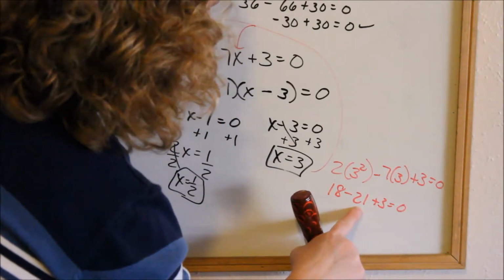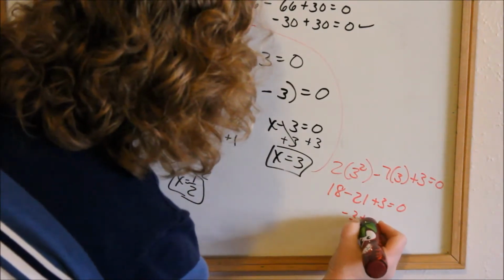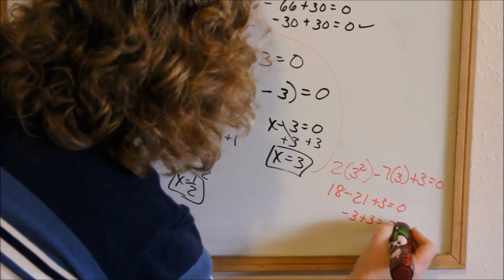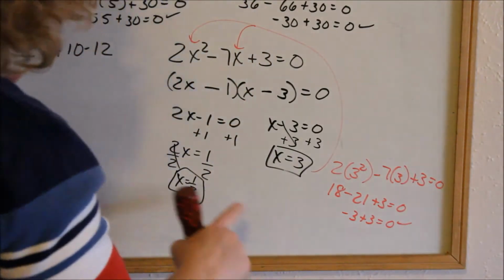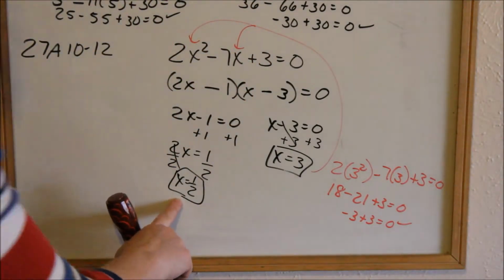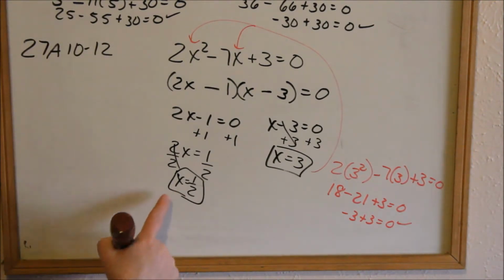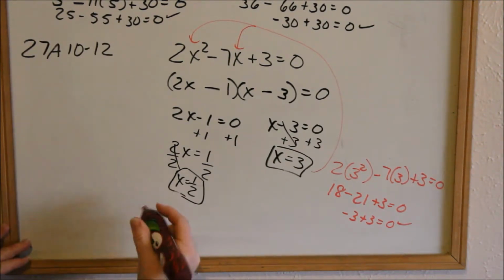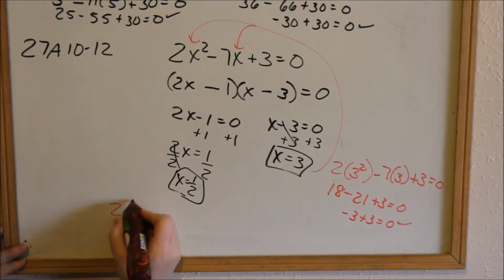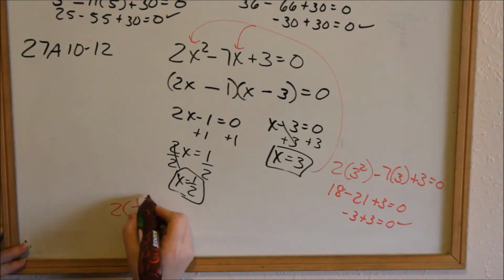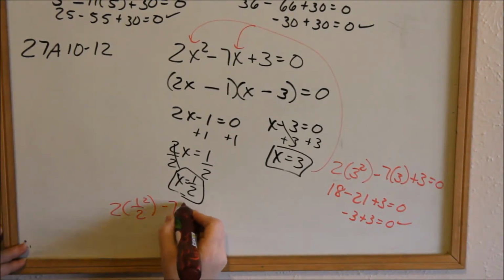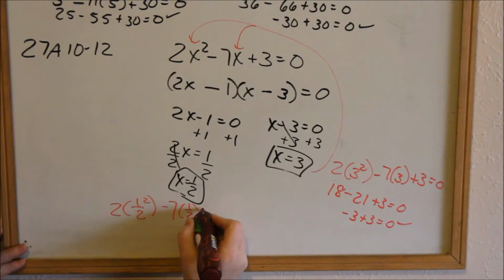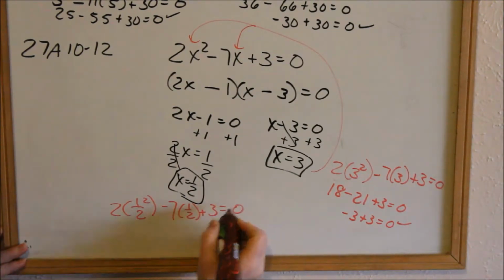18 minus 21 is negative 3. And negative 3 plus 3 is 0, and that does check. Now let's check our fraction. So we're going to put this back in everywhere we see an x. So we have 2 times 1/2 squared minus 7 times 1/2 plus 3 equals 0.